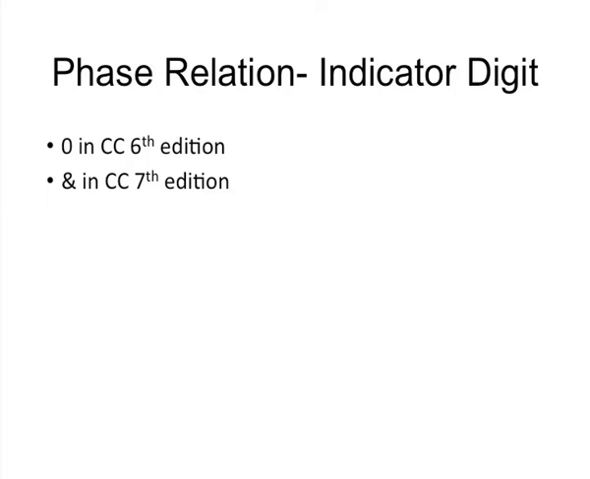So, first of all, the phases are joined by using an indicator digit, that is 0. Up to 6th revised edition, it is 0. So, my dear friends, all those who make use of 6th revised edition in their libraries, or our students who are making use of 6th revised edition to classify their documents, they should join the two phases by using the indicator digit 0. And in case you are using 7th edition, then it has to be ampersand. It has to be ampersand to join the two phases.